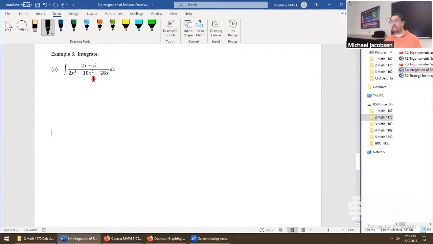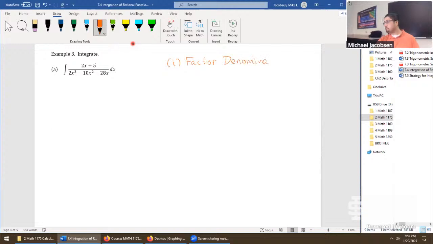So here's our first problem of the day where we're going to do the full process. We're going to do the decomposition, solve the coefficients, and then integrate. As it stands, I would have no idea how to integrate it. So we start with just the fraction. No, really, let's start with the denominator. We always have to have that fully factored, so let's make that our step one. So we begin by factoring the denominator.